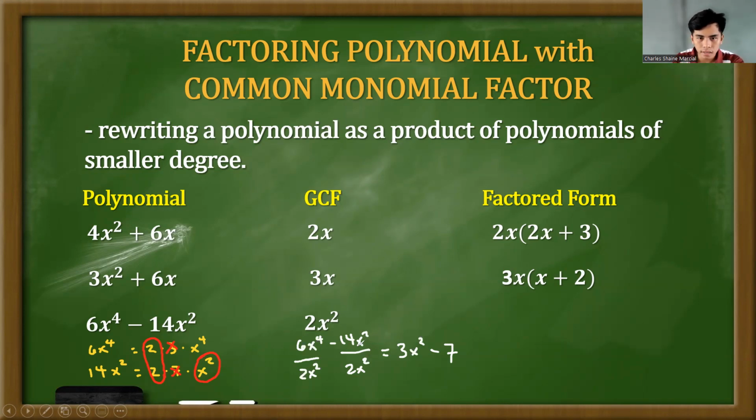Kaya cancel na natin ito. I mean, ito pala. Ayan, lahat. Kasi 1 lang naman siya. So, meron na tayong sagot. We have 3x squared plus 7.